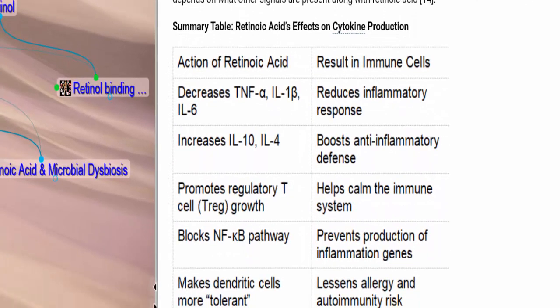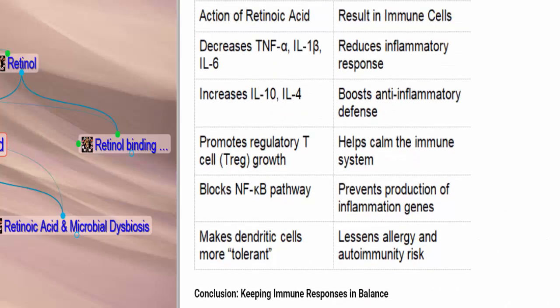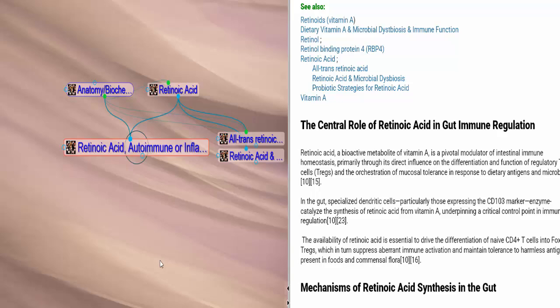It's important to note that the effects of retinoic acid depend on the body's overall environment. If there are strong inflammatory signals already present, like high interleukin 15, retinoic acid may not fully prevent inflammation and can sometimes even increase it in certain scenarios. The outcome is going to depend on what other signals are present along with it. And here's a summary. And then, of course, we've got a bunch of studies. So let's take a look at autoimmune or inflammatory diseases.